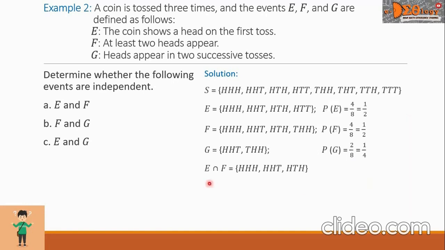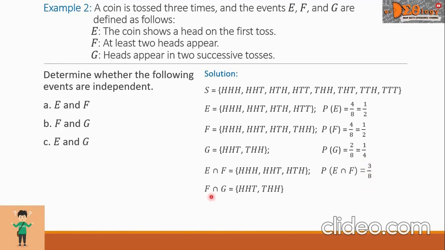Then we will continue with our E intersect F, and we have 3 elements for that. For the probability of this E intersect F, this is equal to 3 over 8. There are 3 elements in our E intersect F, so we write here 3. And number 8 is again coming from the number of elements in the sample space.